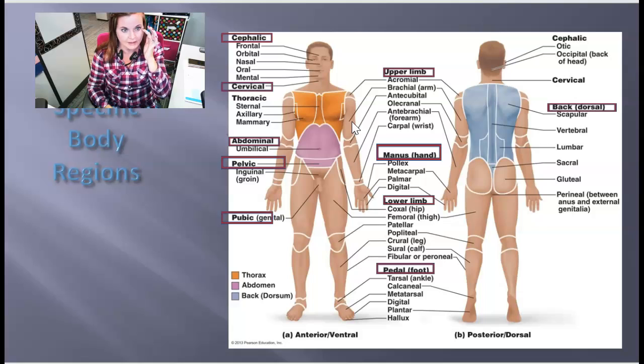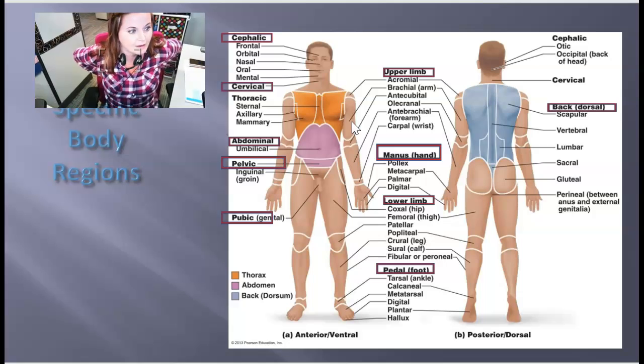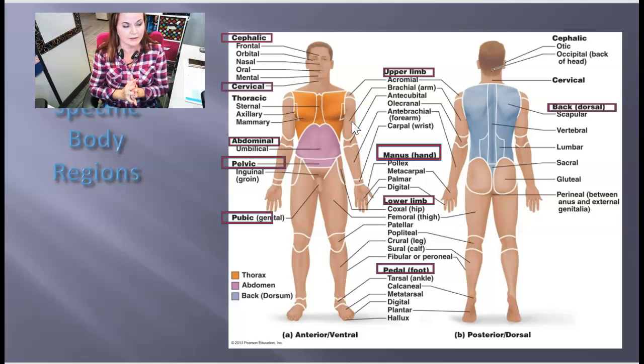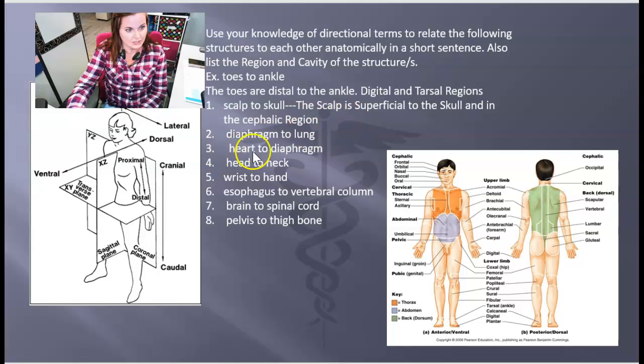So maybe that's something that helps you to remember. The otic refers to the ears. The occipital, the back of the head, right? The lumbar is the lower back. Okay, so some of these are going to be somewhat familiar. The pedal refers to your foot. It's essentially the word pedal, so you can think of pedaling a bike with your feet. So just get yourself familiar with these specific body regions, okay?